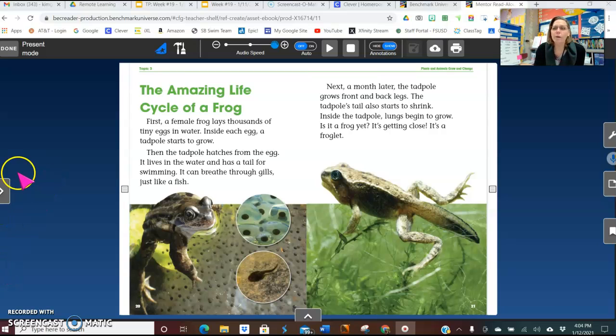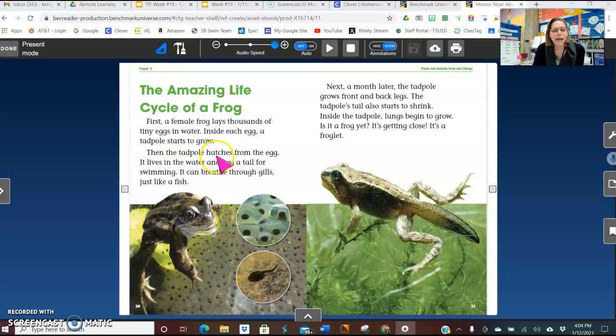Okay, so here we go. We are going to start our text here. Follow the pink arrow, everybody. Here we go. The amazing life cycle of a frog. First, a female frog lays thousands of tiny eggs in water. Inside each egg, a tadpole starts to grow.